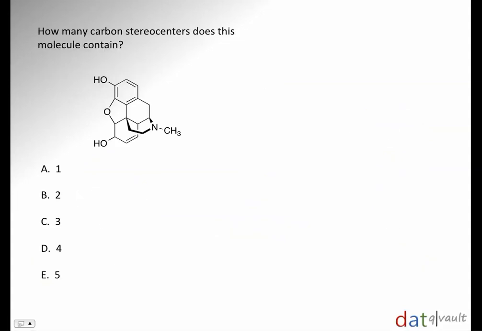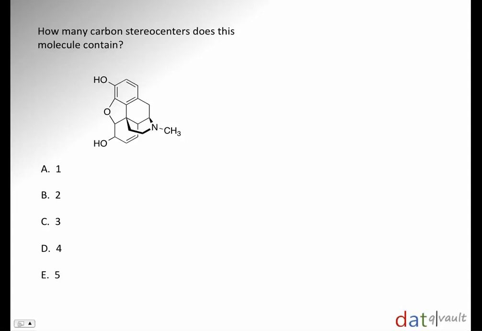Alright, so let's do a quick question here. This question asks us how many carbon stereocenters this pretty complex molecule actually contains. So why don't you guys just take a second and try to identify all the chiral centers in this molecule, and then we'll go over and identify them together.